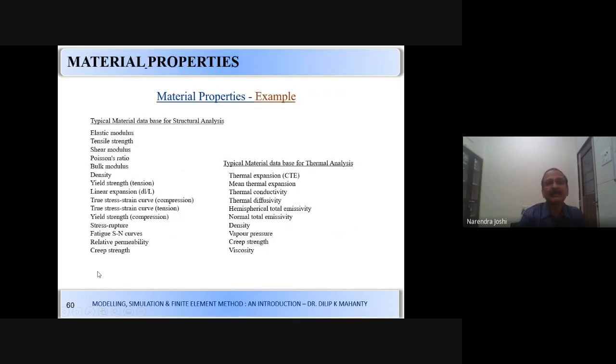Different types of material properties you can put, like some examples I'm giving from structural analysis and thermal analysis. These are the kind of material properties we need to have. Now, from the perspective of an engineer, we understand these material properties.